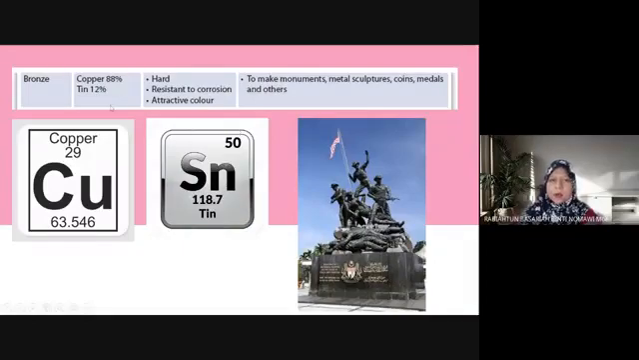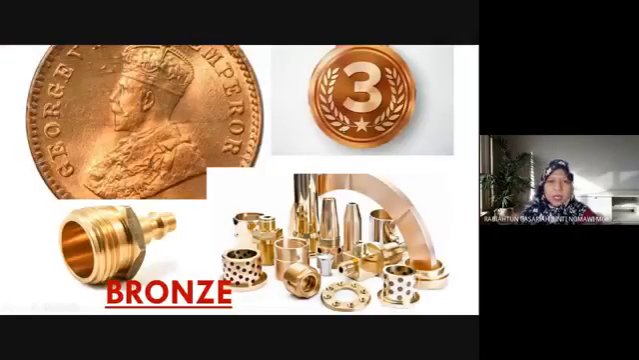Okay, what is it used to make? Monuments, metal sculptures, coins, medals, and others. Gangsa lah, kita panggil gangsa. Okay, ingat gangsa, bronze. Okay, to make monuments, metal sculptures, coins, medals, and others. Okay, here are the uses. Okay, so ni lah warna bronze. The color of bronze, nampak dia warna macam nak orange sikit. Okay, these are the uses of bronze.